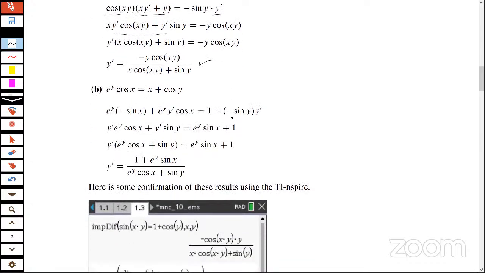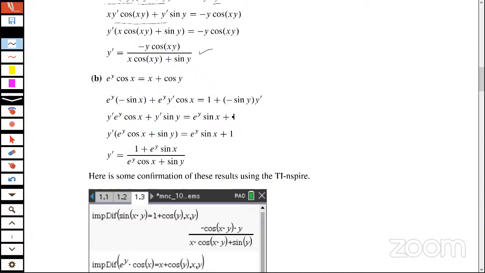And for part B, again, just a little different here. Get some other functions in here, e to the y cosine of x. Take the derivative on the left-hand side. Well, let's see. I guess we've got to use the product rule once again. e to the y, derivative of the cosine minus the sine. And let's see, the derivative of e to the y is e to the y times the derivative of the inner function. There it is.